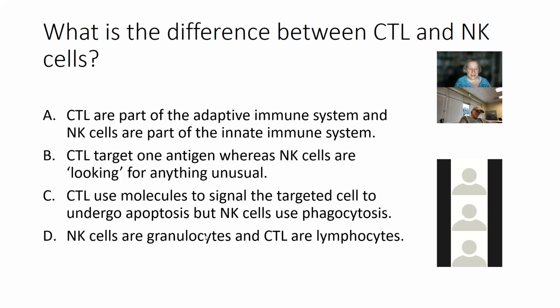The next favorite one is natural killer cells are granulocytes and T cells are lymphocytes. Okay, not quite. They're both lymphocytes, but natural killer cells are a part of the innate immune system, and an awful lot of the cells of the innate immune system that we talked about were granulocytes. So good job on that one. Nobody picked A, and that's also a correct answer. Cytotoxic T lymphocytes are a part of the adaptive immune system. Natural killer cells are a part of the innate immune system.